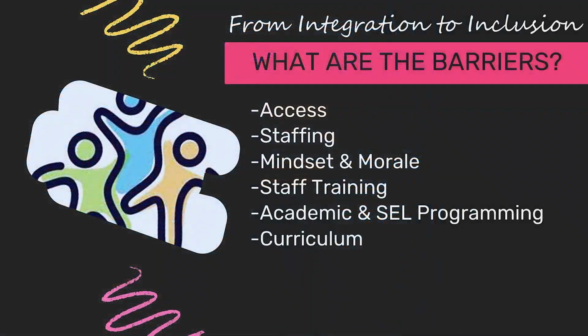What are the barriers? How about mindset and morale? What are the barriers to your staff being able to accept this inclusive mindset? Staff training. What kind of staff training is needed? Not everybody can just pick this up on the fly. What kind of staff training is needed? And then take some time to talk about what curriculums, what academic programming you're offering students with complex needs, autism, or disabilities.